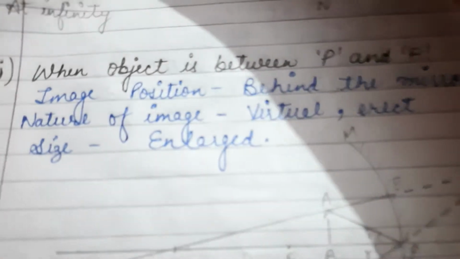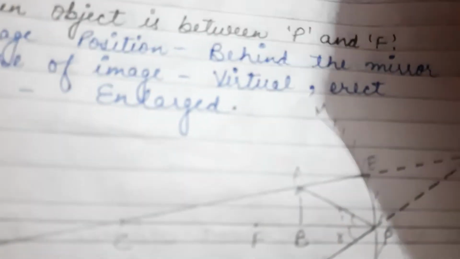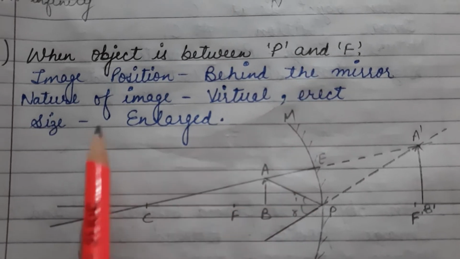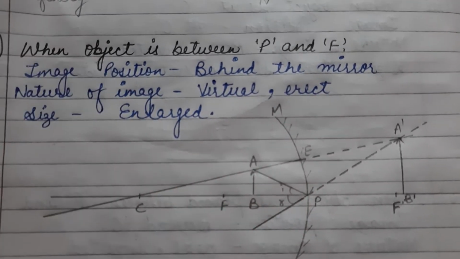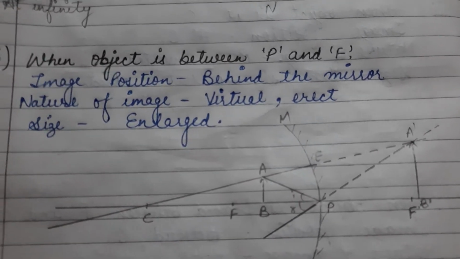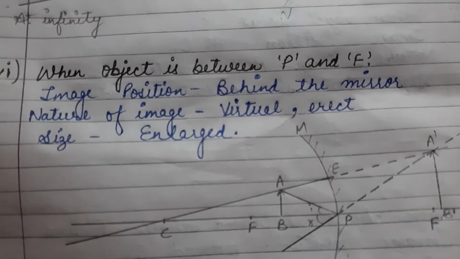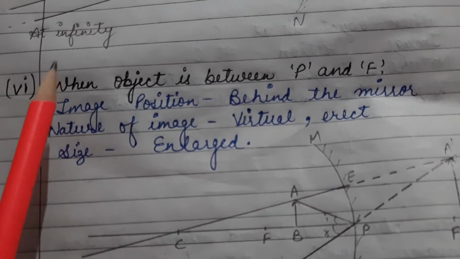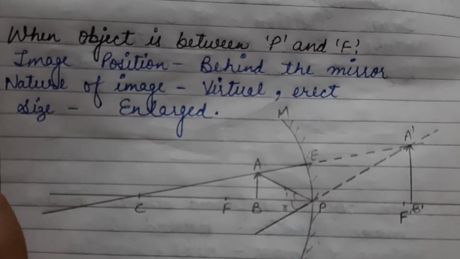Now the sixth case is when the object is between P and F. P is the pole and F is the focus. So the image position will be behind the mirror. This is the only case in a concave mirror where the image position will be behind the mirror. The nature of the image will be virtual and erect.